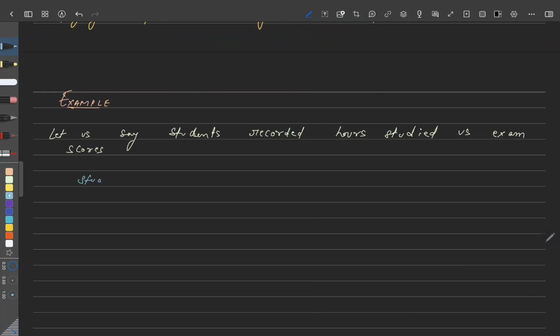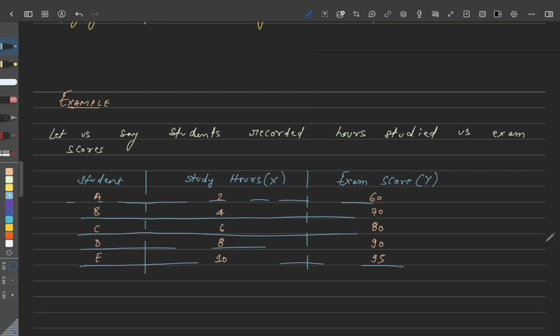So we have student here, then study hours, which will be X, and then exam score, this will be Y. So this is the data that we have. We have 5 students and the hours studied, which is 2, 4, 6, 8, 10, and the exam scores.